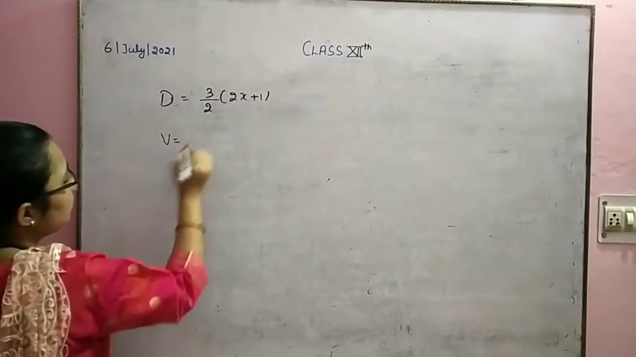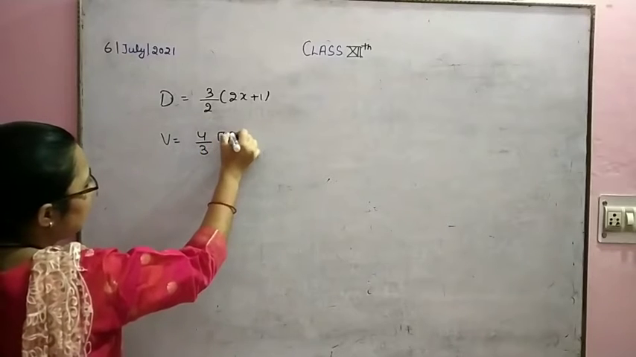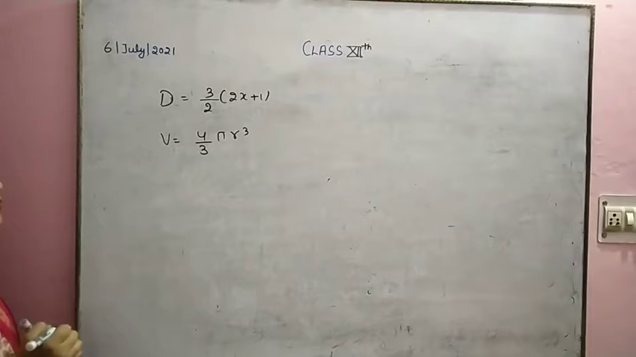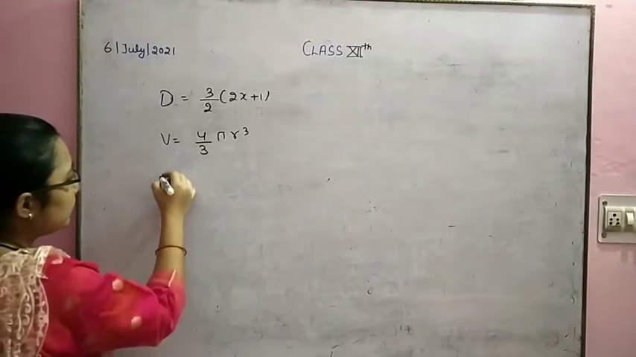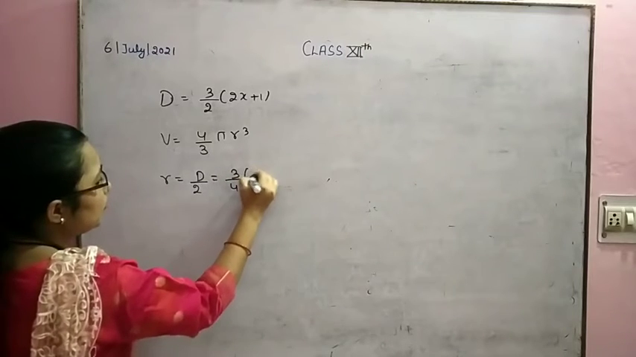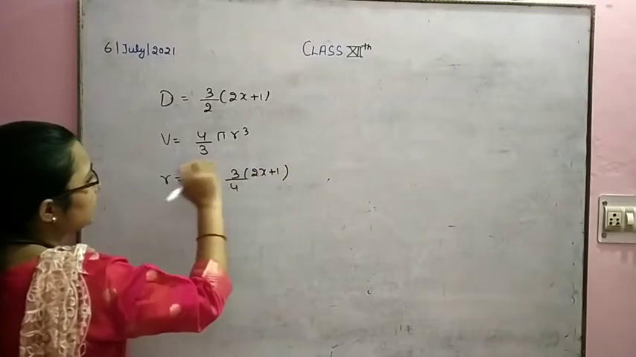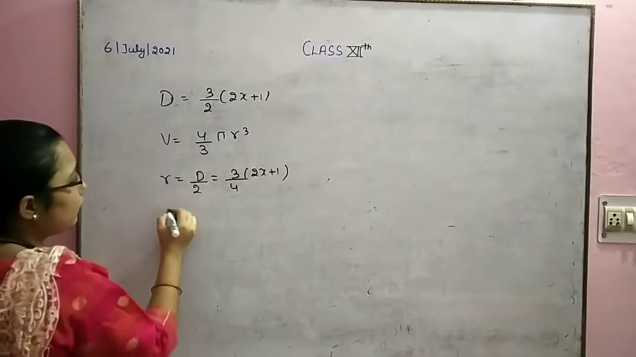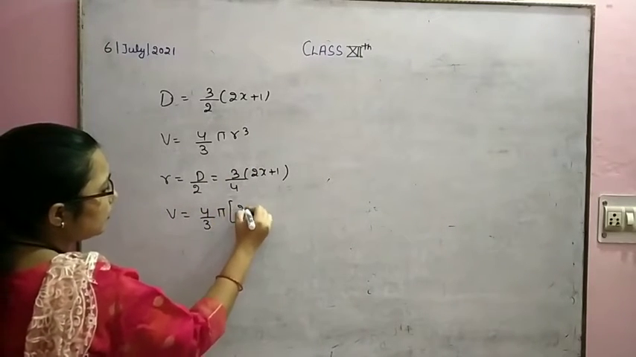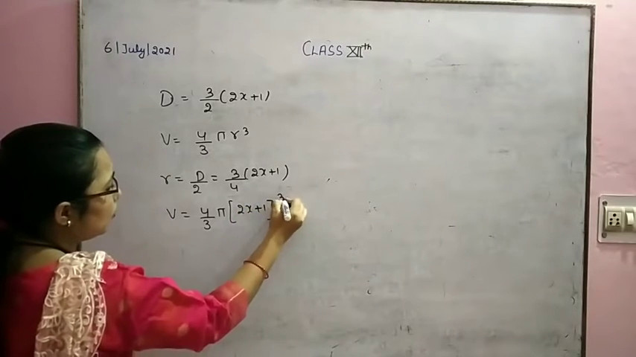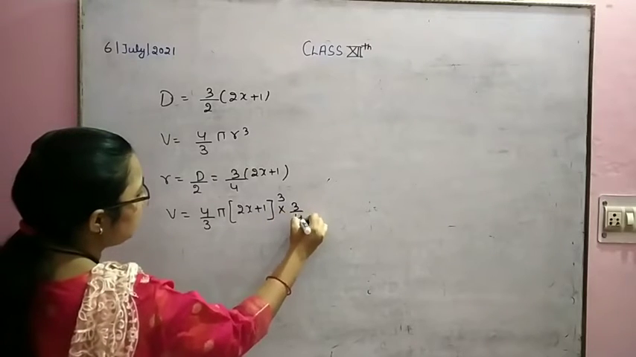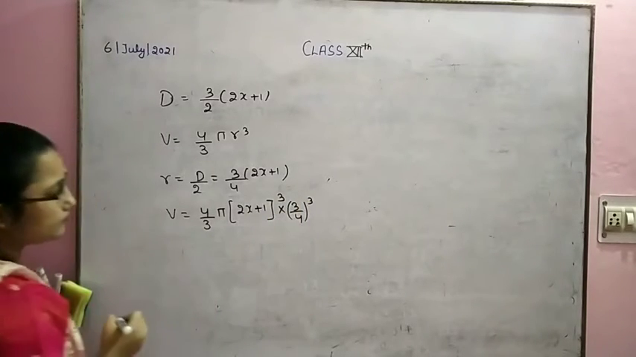We know that the volume of a sphere is 4 by 3 pi r cube. So the diameter is given 3 by 2 (2x plus 1). Firstly, we have to find out the radius, and radius is a diameter half. So we get 3 by 4 (2x plus 1). Now put the value of r in the volume of sphere. We get 4 by 3 pi (2x plus 1) whole cube into (3 by 4) whole cube. Correct?